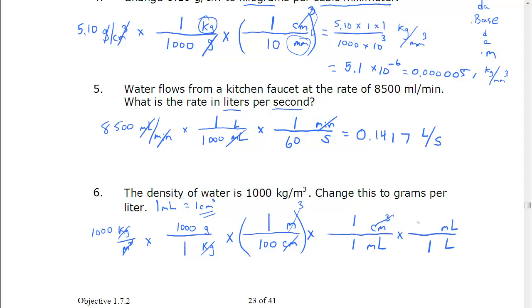Biggest is liter, 1,000 milliliters. Multiply all that together. Milliliters here cancel. We end up with grams left on top, liters left on bottom, and when you work that out, you see the answer is actually 1,000 grams per liter. So that's the end of converting units.